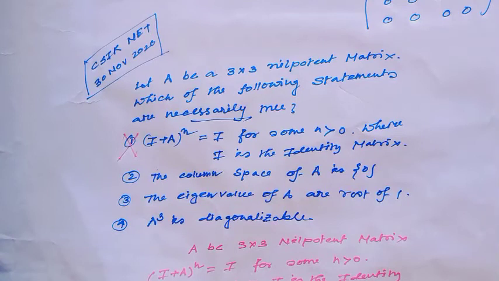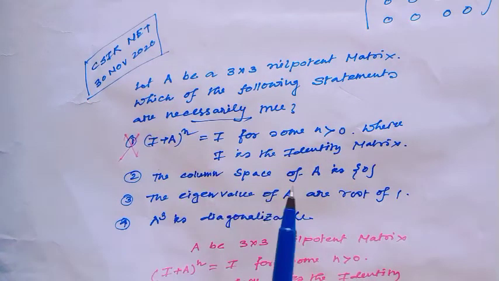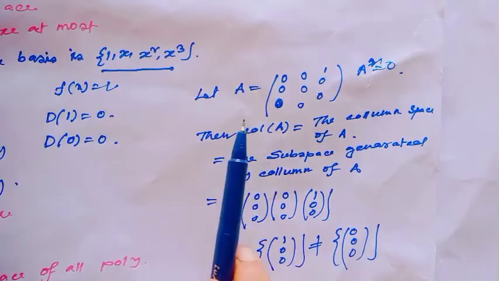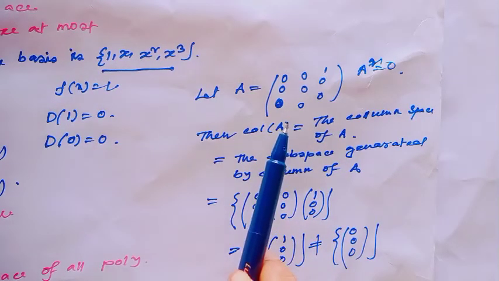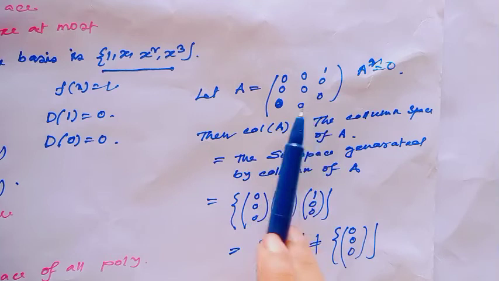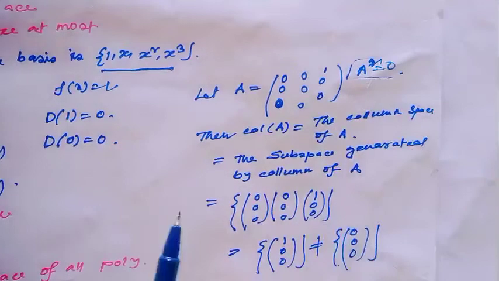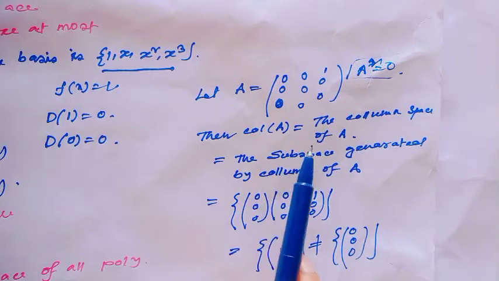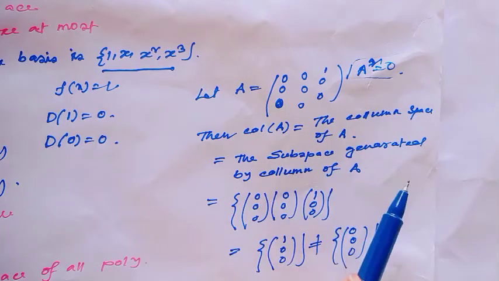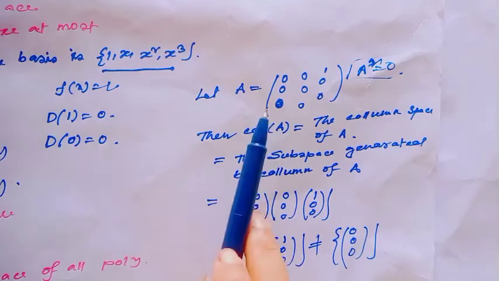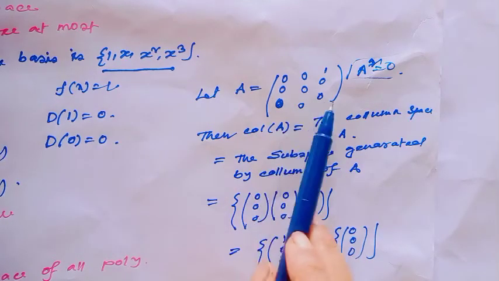And option 2 indicates the column space of A is 0. For this, consider one nilpotent matrix. And obviously this matrix is nilpotent because here A square equals 0. And all of us know column space is the subspace generated by the columns of the matrix. And here the column space is generated by these 3 vectors.